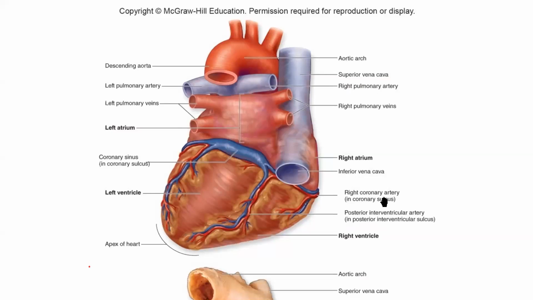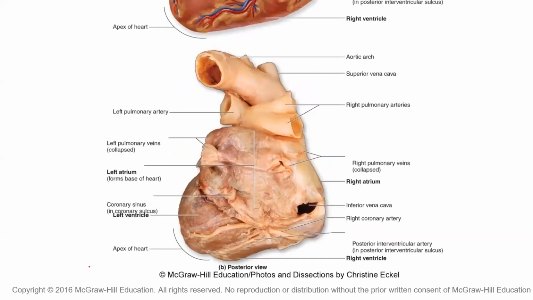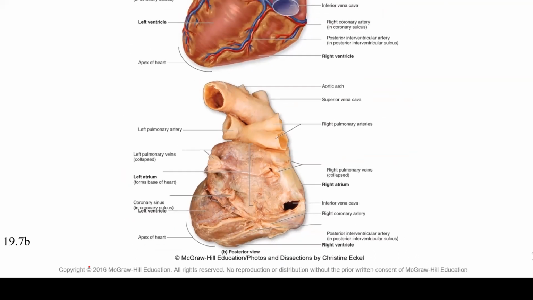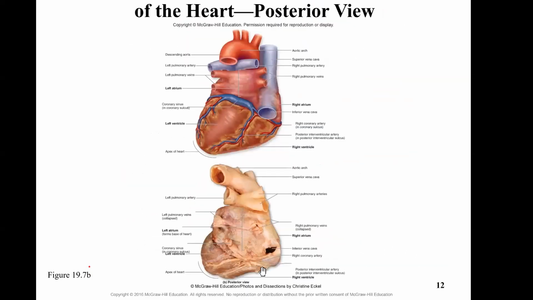And in the real heart, you can see the pulmonary veins here. And this is the opening of inferior vena cava. And you don't have any auricles here. So this is the posterior view of the heart.